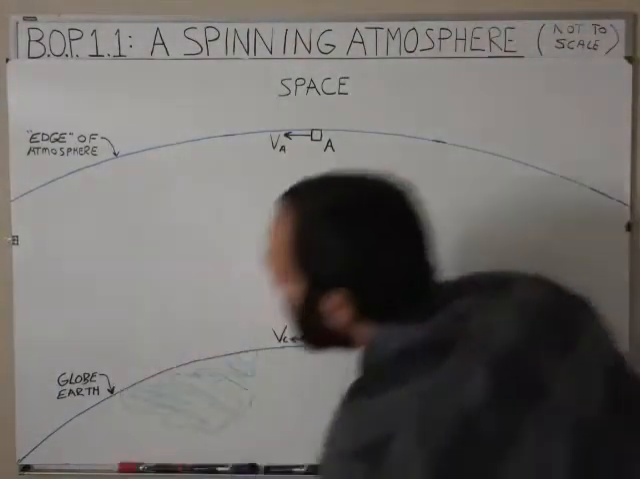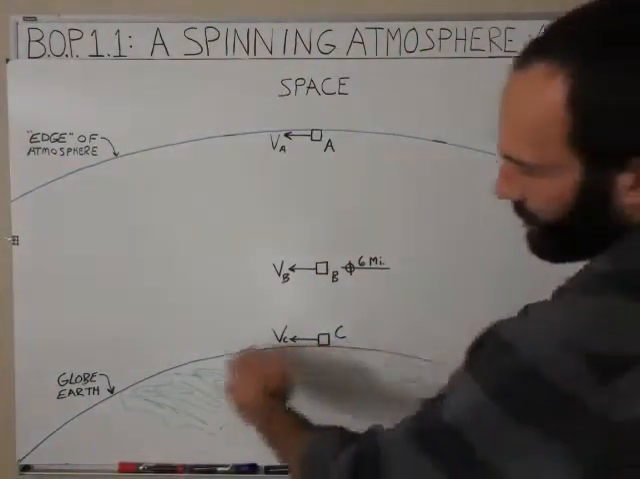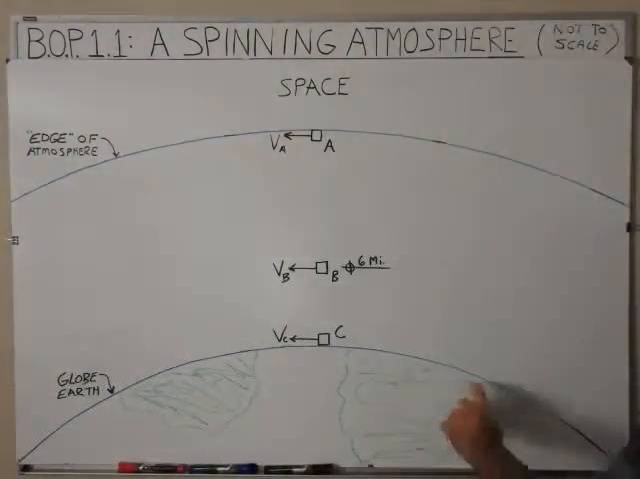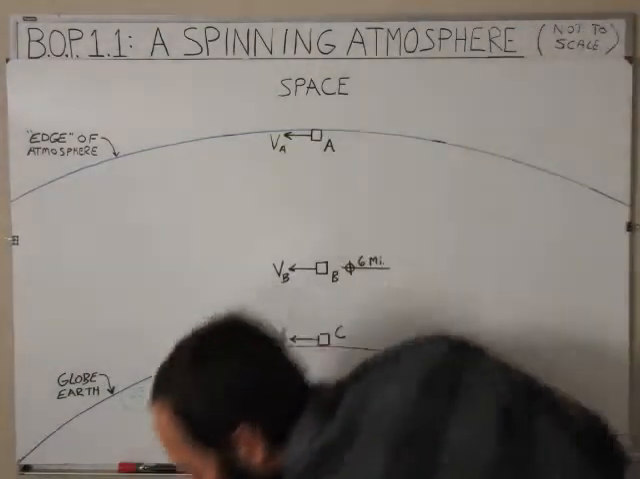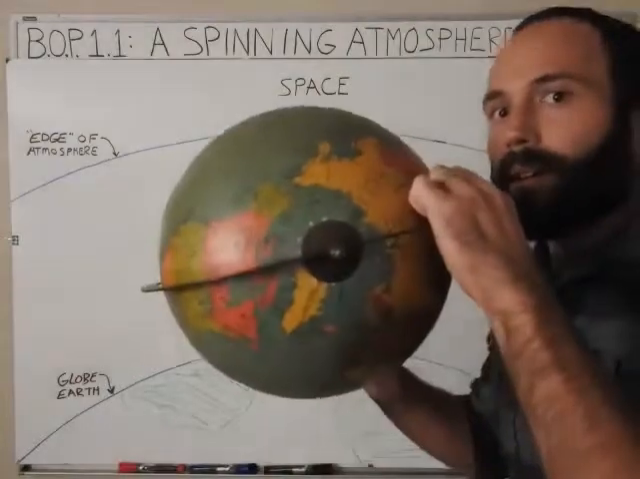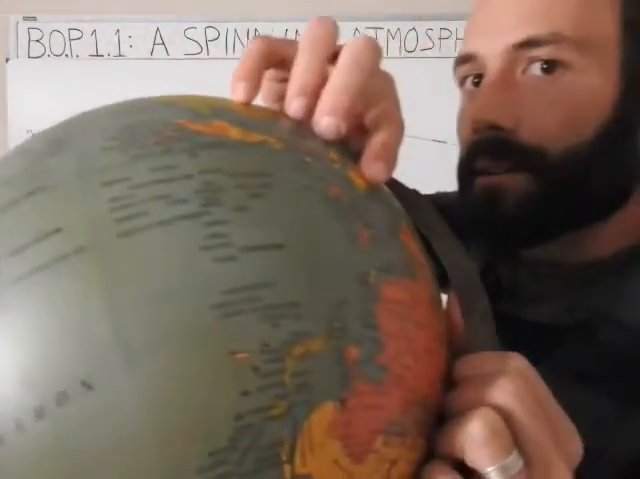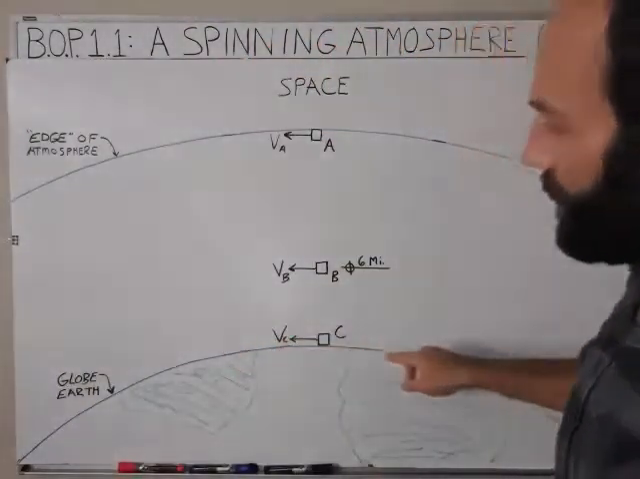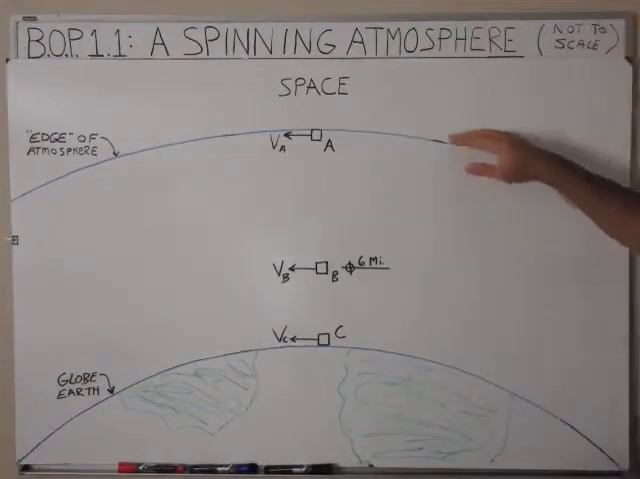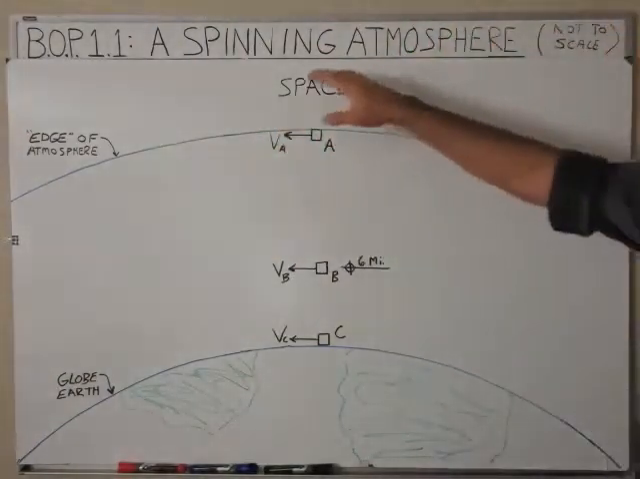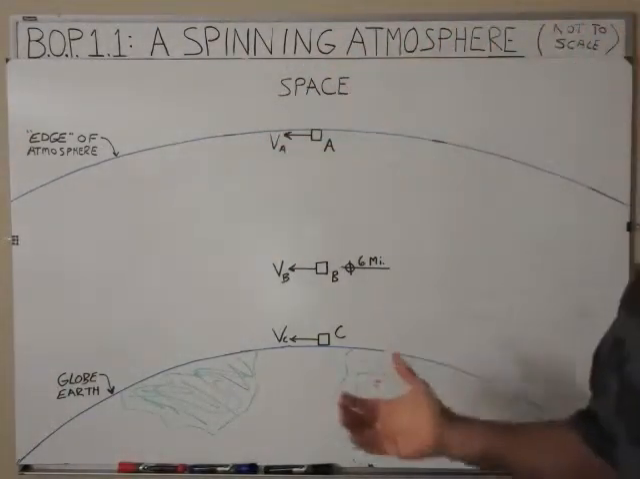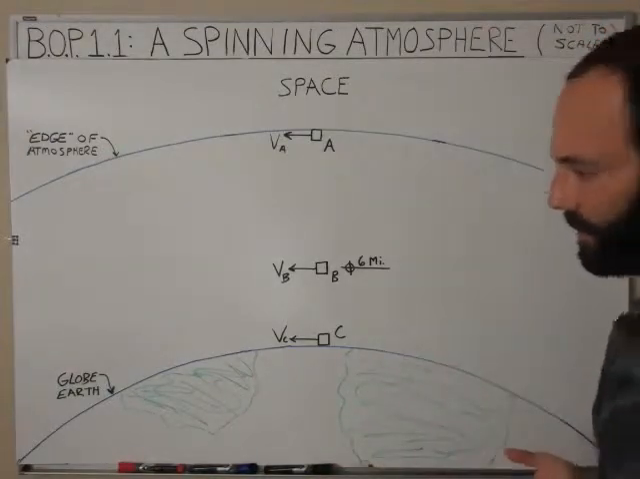Okay? So here's the Earth down here. And let's say that this line right here is the equator. When you're looking down on it, the equator is right here. So we're just going to say this line is the equator, and then this is the edge of the atmosphere up here, and then there's space out here. Now, this is obviously not to scale, this is just conceptual.